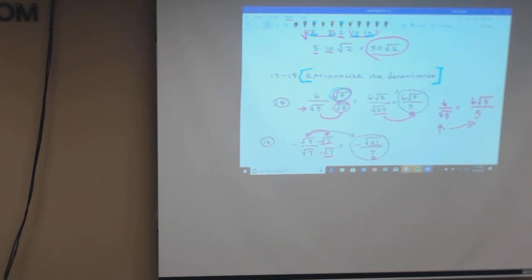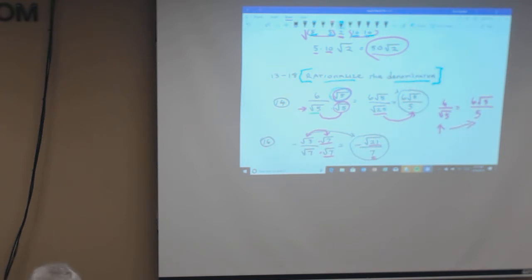Number 14 says 6 over the square root of 5. And you might say, what's wrong with that? To a mathematician, that's like wearing your shoes on the wrong feet. It doesn't look right. It has to be fixed. In other words, we don't want irrational numbers for denominators. That's why it says rationalize the denominator. We want the denominator to be a rational number. So watch how we do that.